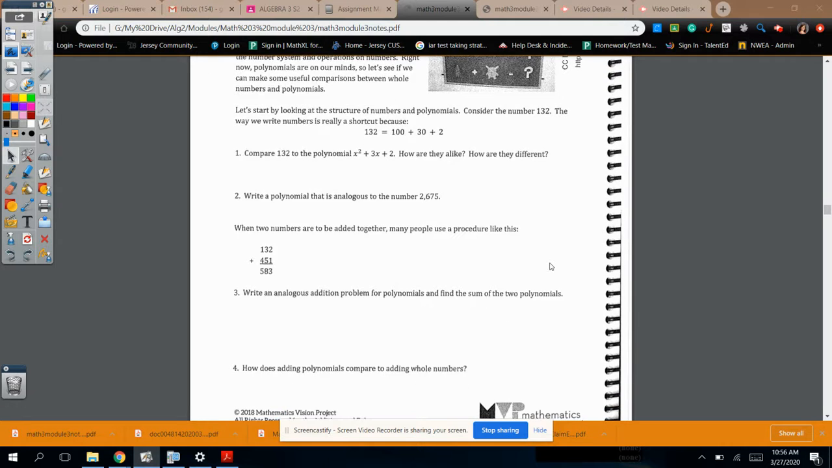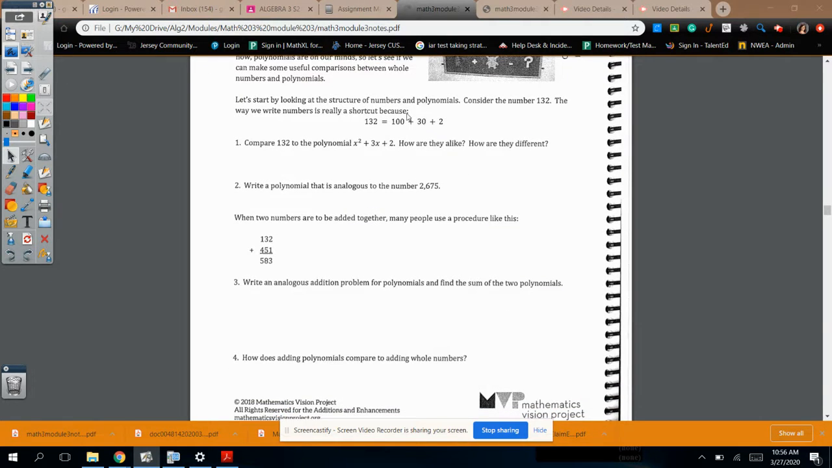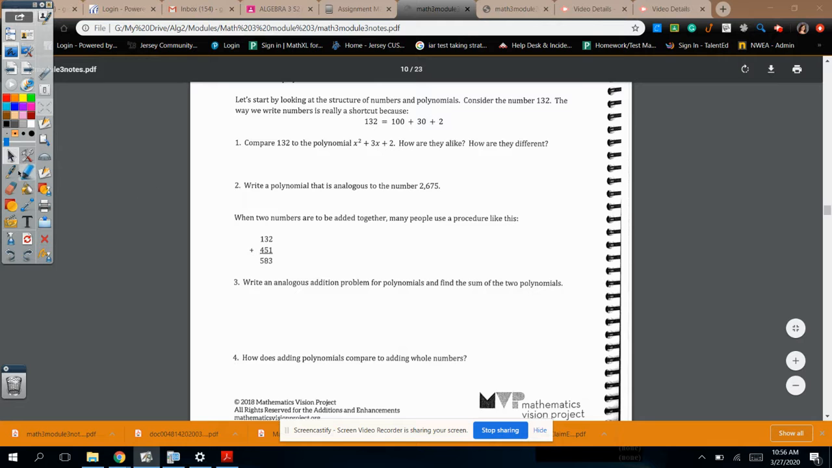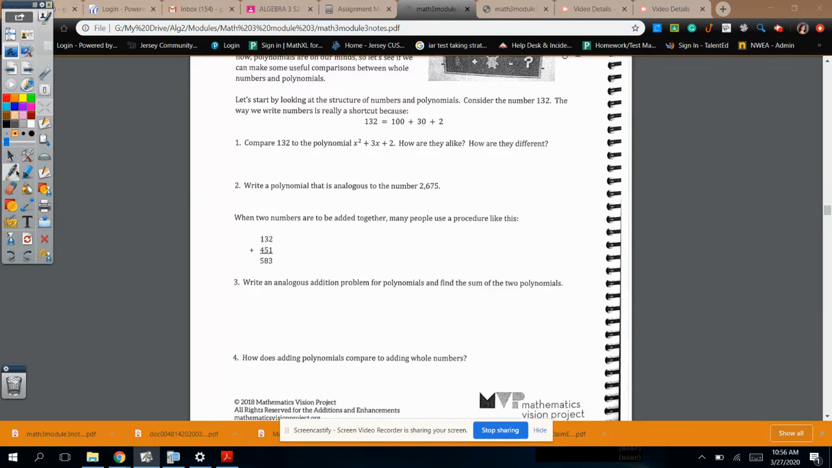Okay, basically, they're taking your regular numbers and comparing them with polynomials because a lot of what we do with polynomials should make number sense to you. So they're using whole numbers to help you understand that. Like the number 132, they're saying, well, look, it's kind of like x squared plus 3x plus 2. And it's like, no, they're not. They're nothing alike. But they are alike if x equals 10.